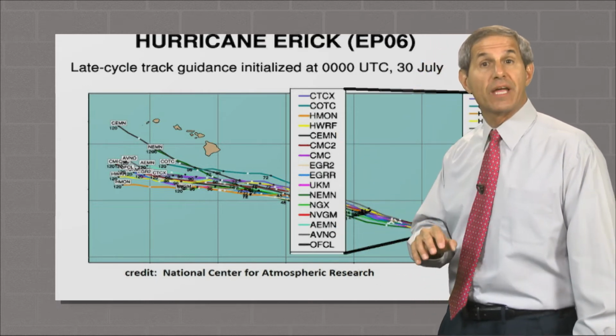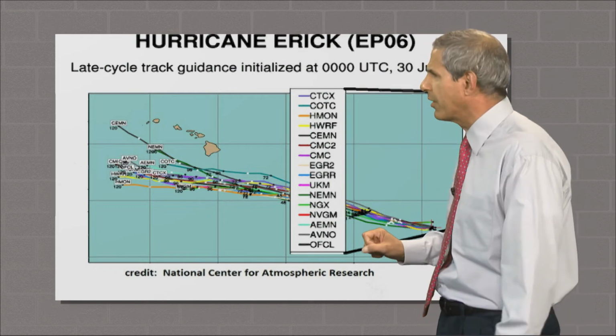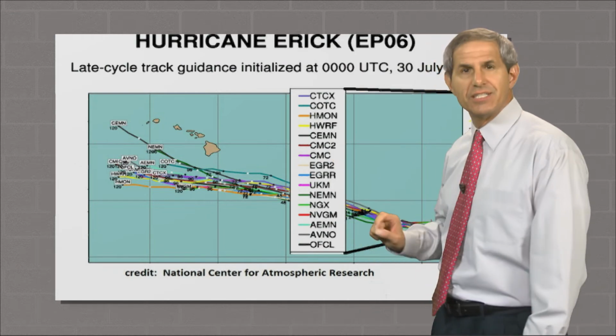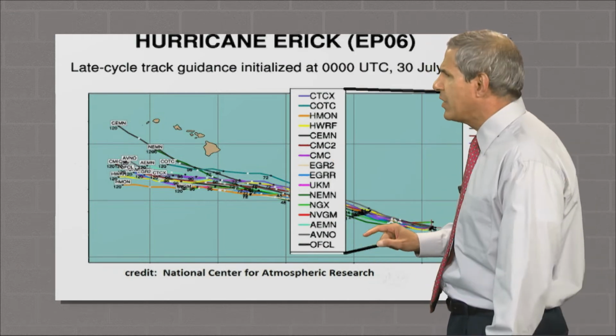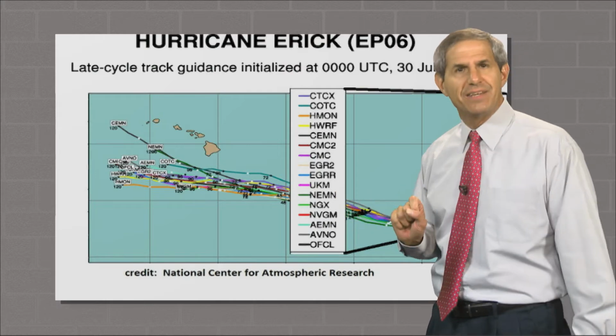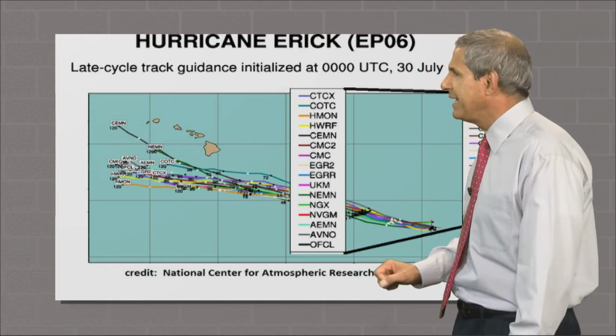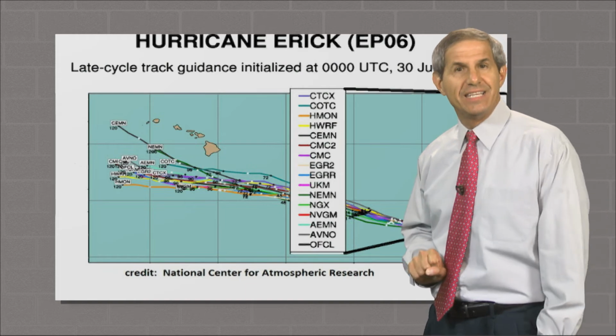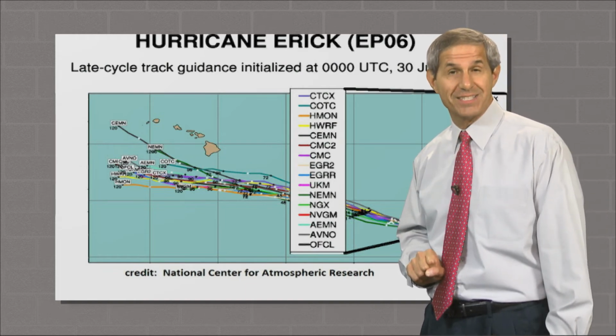HWRF stands for Hurricane Weather Research and Forecasting Model. CMC is the Canadian model. UKM is the United Kingdom Meteorological Office model. And OFCL is the official Hurricane Center forecast.